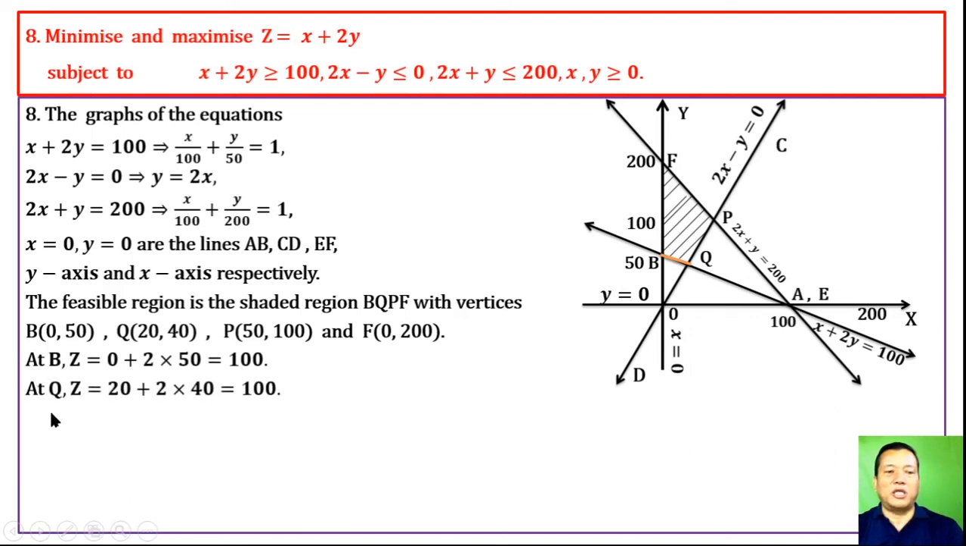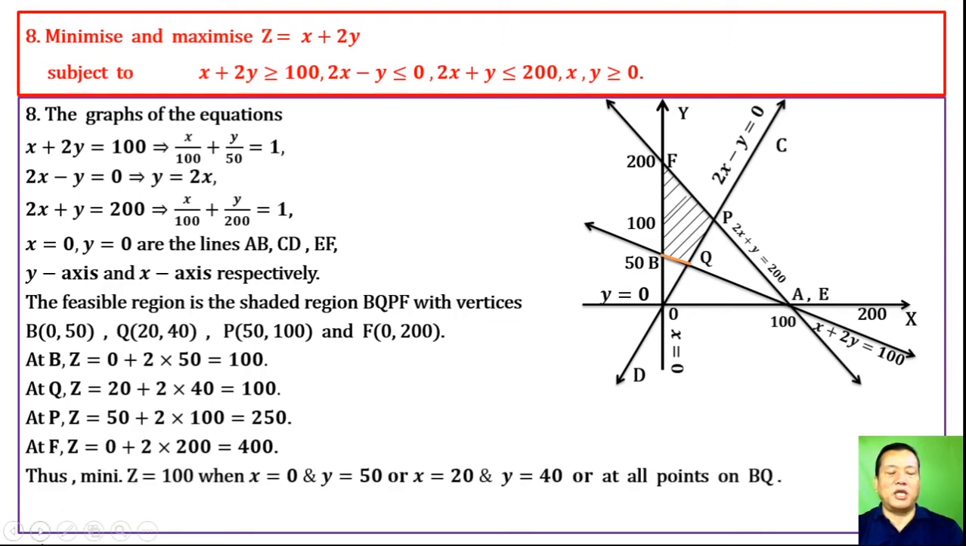Z value at Q, Z value at P, Z value at F. Minimum is 100 and maximum is 400. Thus minimum Z is 100 when x is 0 and y equal to 50 or x is 20 and y is 40, at all points on BQ. Again, maximum of Z is 400 when x equal to 0 and y equal to 200. Hence solved.